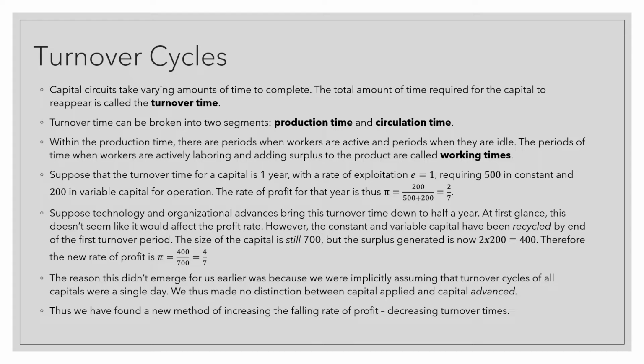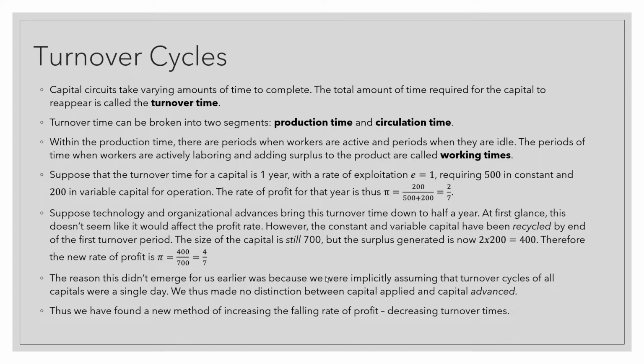Essentially, what we've been doing this whole time is assuming that all turnover cycles for capitals were the same length, which is exactly 1 day. And in that way, we were making no distinction between the capital applied and the capital advanced. But when you're thinking about turnover times, that does become crucial. And the reason that becomes crucial is when we're talking about operating capital, we're talking about keeping the operation going.